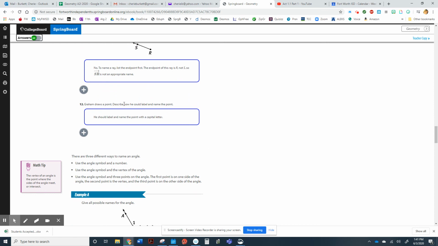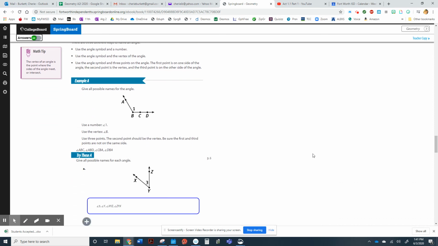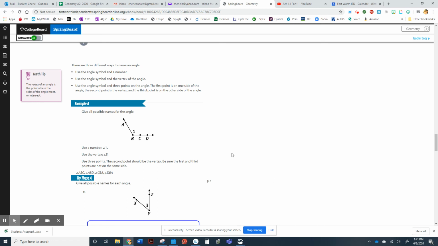Just Graham draws a point, describe how he could label. He just needs a capital letter. All right, so I'm going to go ahead and stop this now before we get to angles.